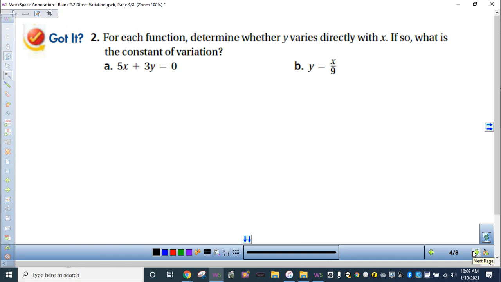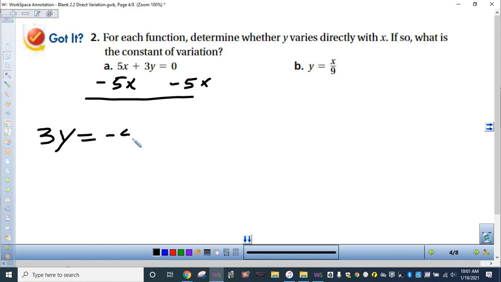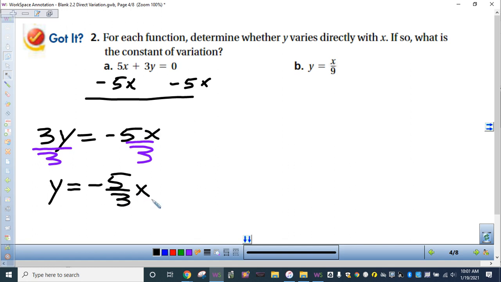I'll do it on the board so you can see what's going on. Okay, looks good. So we're determining whether y varies directly with x. We're going to do that by isolating the y. First step I want to do is subtracting 5x from both sides. Then, we've got to get rid of the 3 in front of the y. So y equals negative 5/3x.